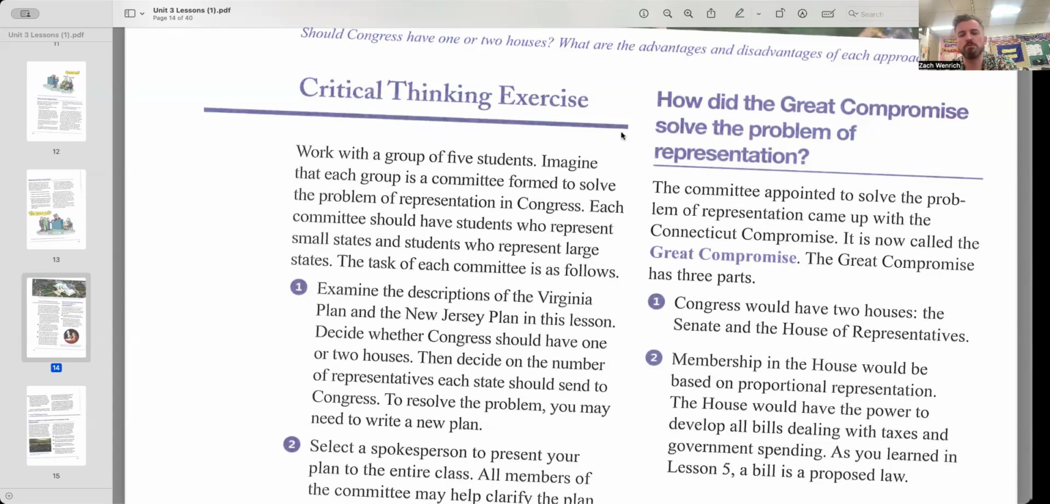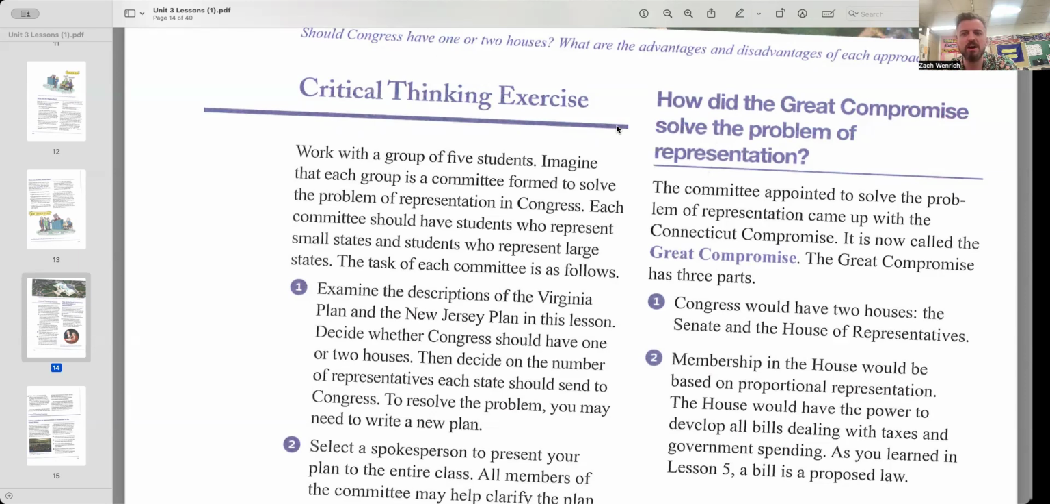How did the Great Compromise solve the problem of representation? The committee appointed to solve the problem of representation came up with the Connecticut Compromise. The guy who created it was from Connecticut. The Great Compromise has three parts.